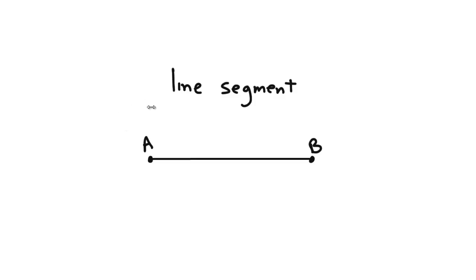So here's an example of a line segment. It consists of two endpoints, and we'll call these two endpoints A and B, and it's made up of those two endpoints and all the points in between A and B. So to label this line segment, we can write it as AB with a line right above it.